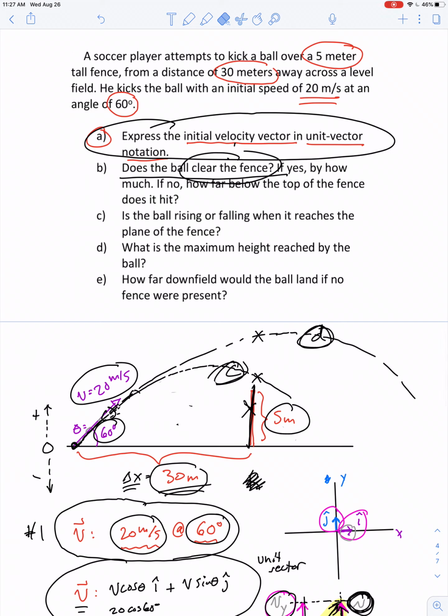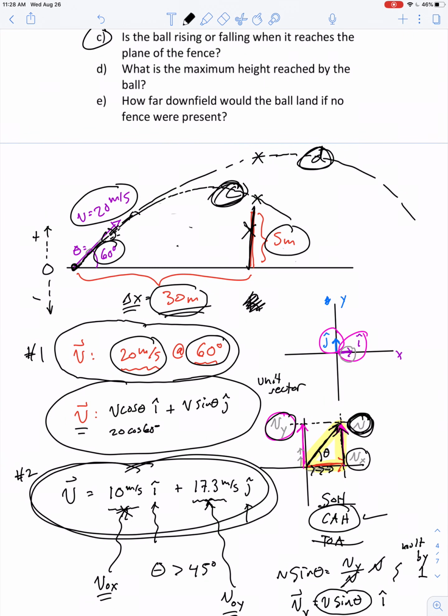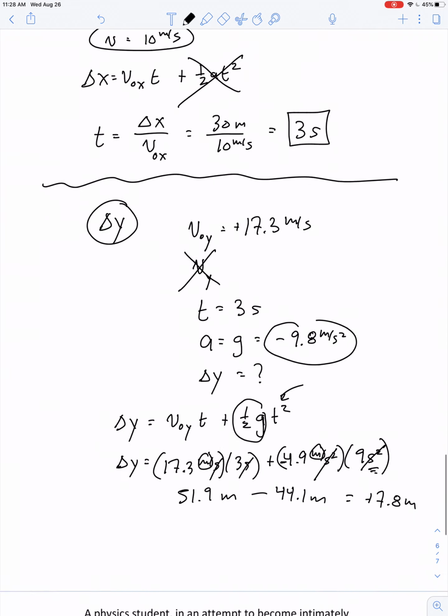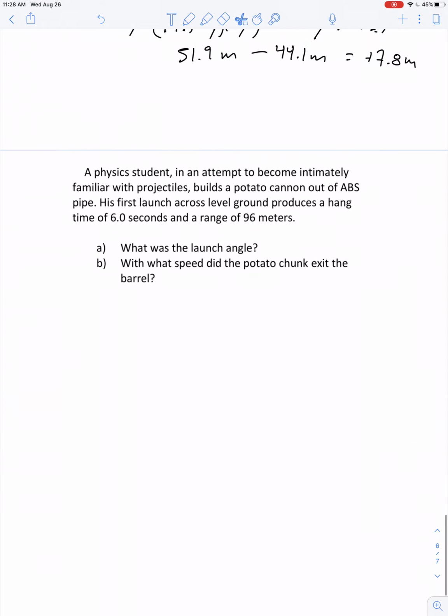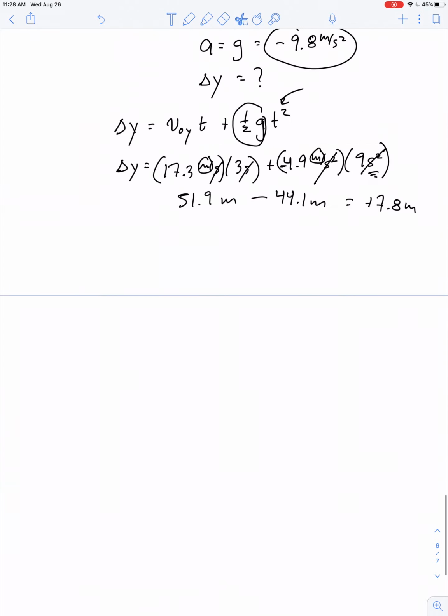So if we look at this question, does the ball clear the fence? And if yes, by how much? So the answer is yes, and it clears it by 2.8 meters. So is the ball rising or falling? Is it this option or is it this option? Well, what we really need to know is when it reaches the plane of the fence, is the vertical component to the speed pointing upward, or is the vertical component to the speed pointing downward? In other words, is it positive or is it negative? So treating vertical motion as independent from horizontal motion.